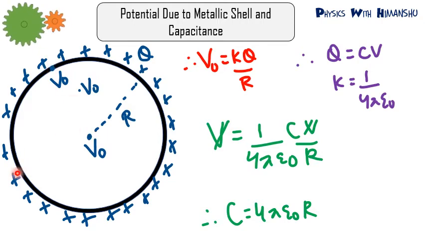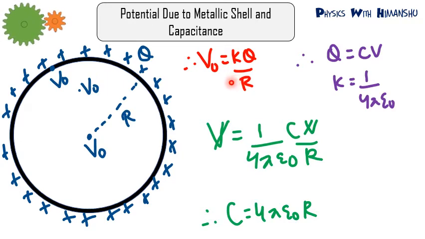If you take a small charge here, it will be at a distance r. So potential at the center will be kq by r, where k is the electrostatic constant, q is the charge on the sphere, and r is the radius of the metallic shell or metallic sphere.